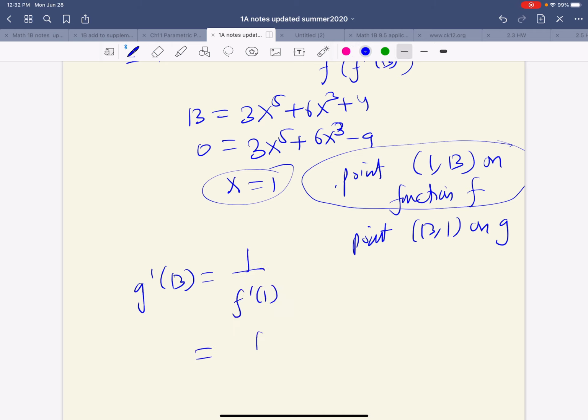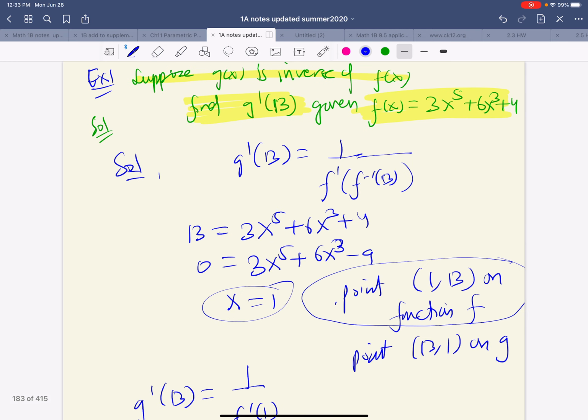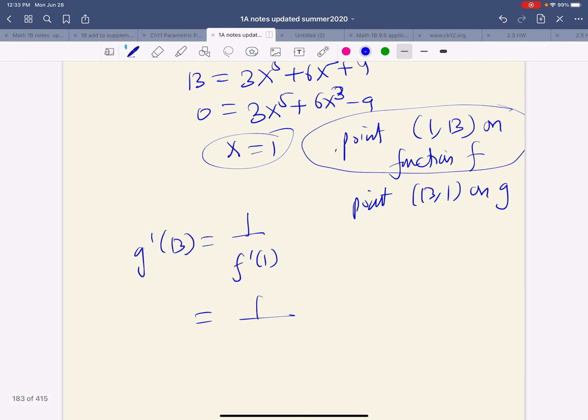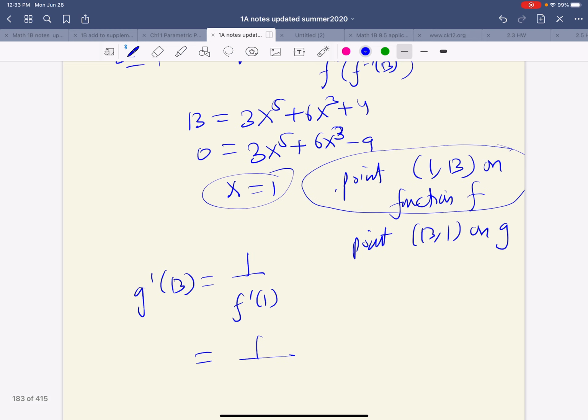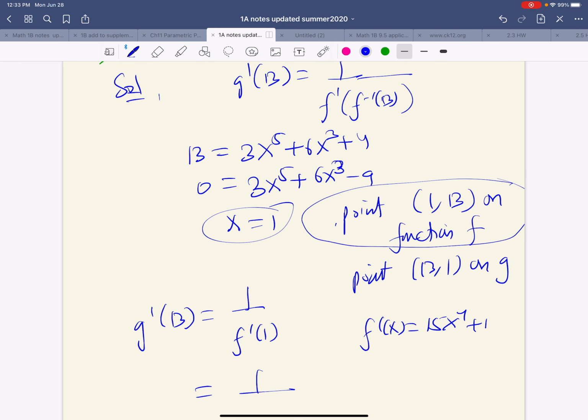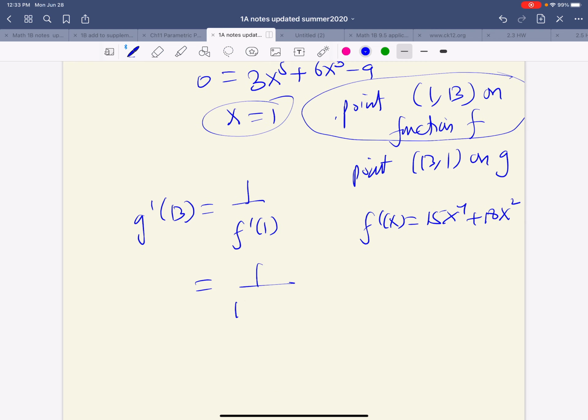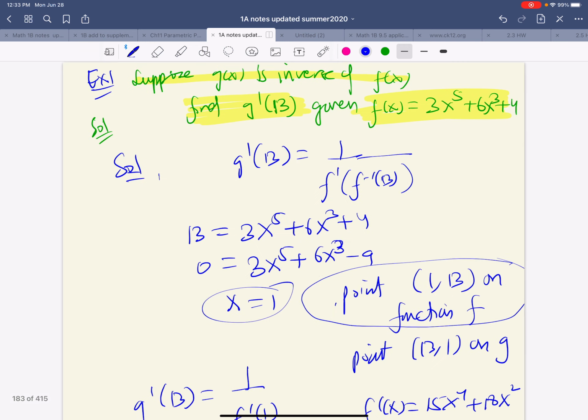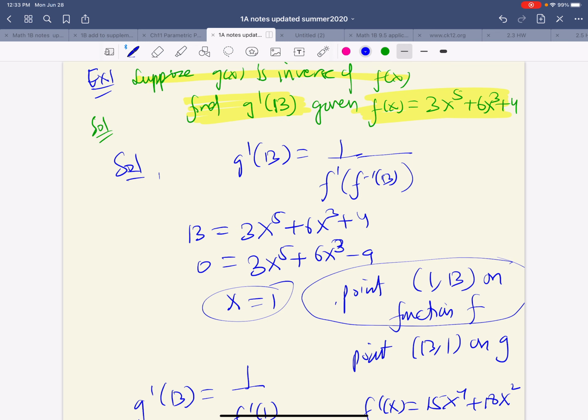Okay, so let's go ahead and find the derivative f prime. f prime of x is 15x to the 4th plus 18x squared. So 15 times 1 to the 4th plus 18 times 1 squared is 33. Thus, we can say g prime of 13 is going to be 1 over 33. We could find the derivative of the inverse function without actually finding the inverse function.